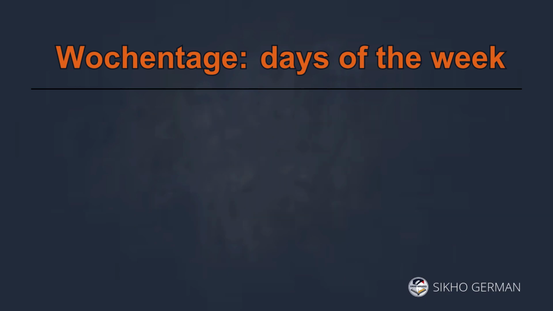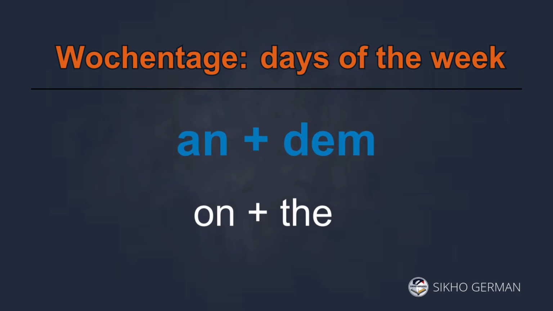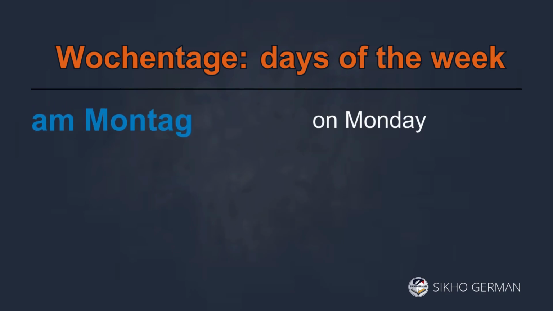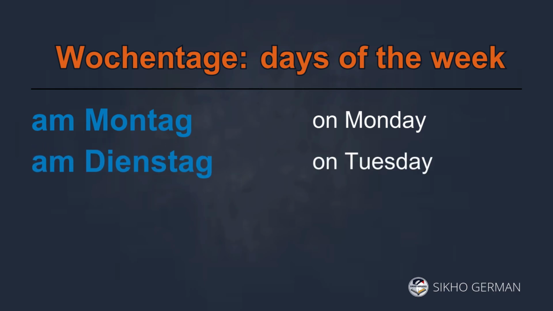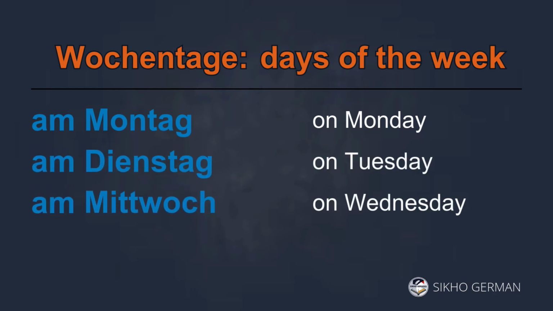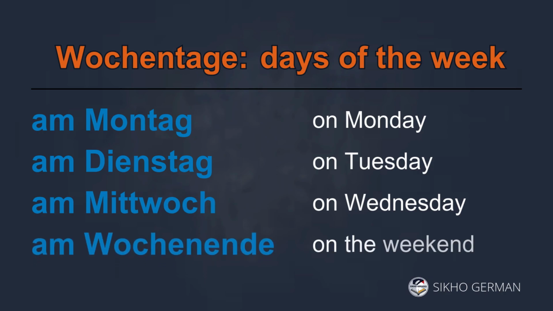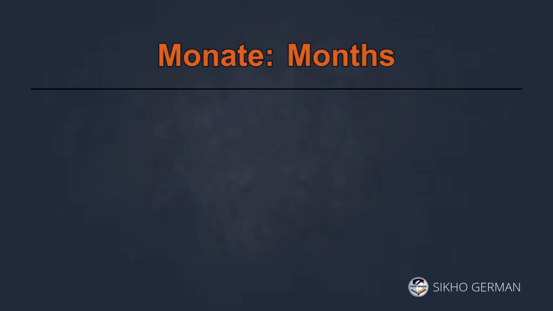Important. When you want to say on a particular day, you use am, which is a combination of an and dem, the. So we say am Montag, on Monday, am Dienstag, on Tuesday, am Mittwoch, on Wednesday, and notice at the end we have am Wochenende, on the weekend. So you would say, Ich arbeite am Montag. I work on Monday.